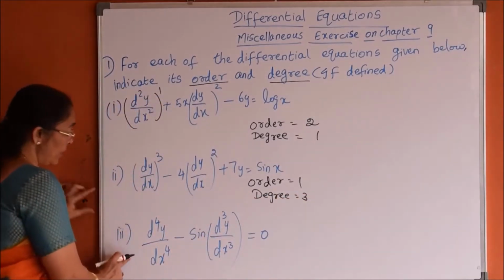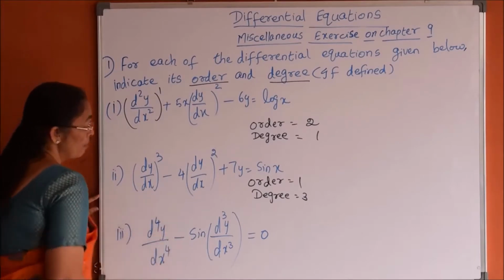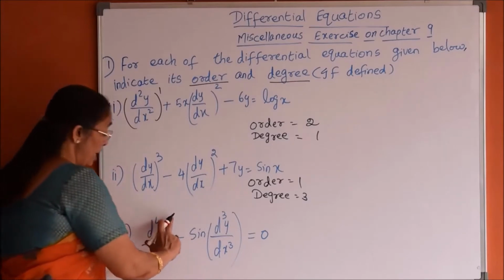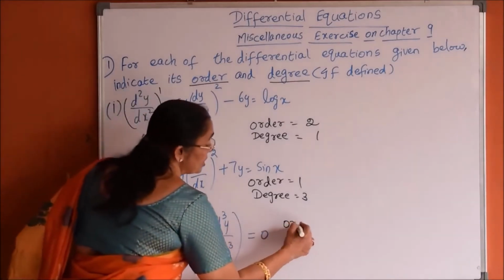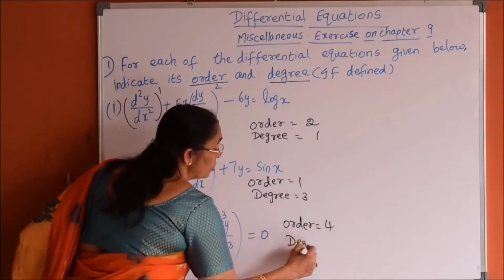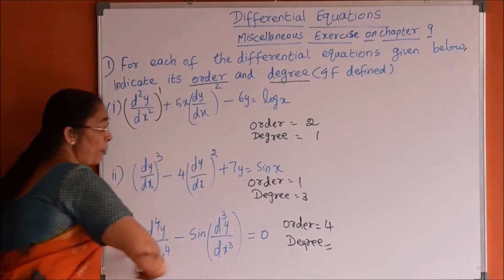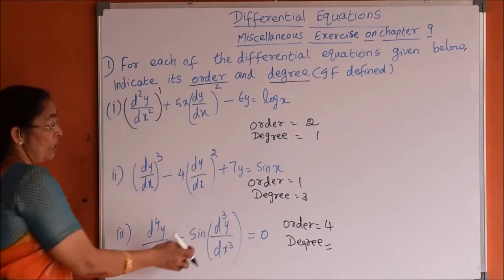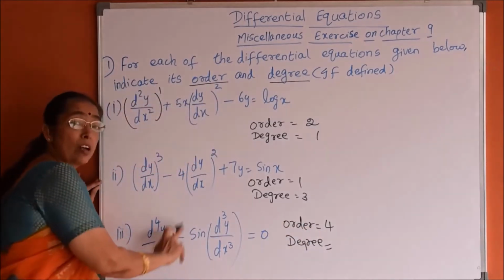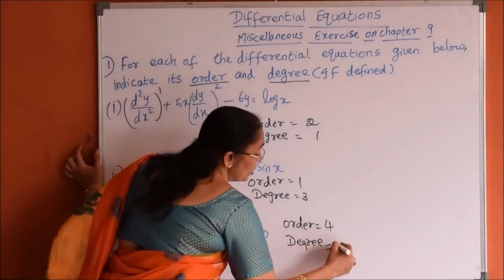Now, coming to the third problem: d power 4 y by dx power 4 minus sin of (d cube y by dx cube) is equal to 0. D power 4 y by dx power 4 is there, therefore order is 4. Now, degree is defined only if the differential equation is in polynomial form. So, this is not in that form, because a function like sine of the derivative should not come. So, degree is not defined.